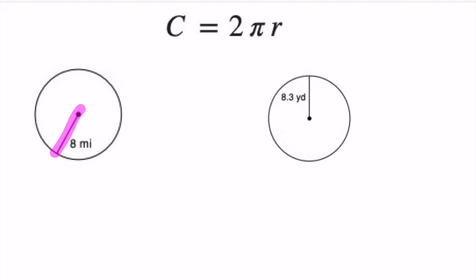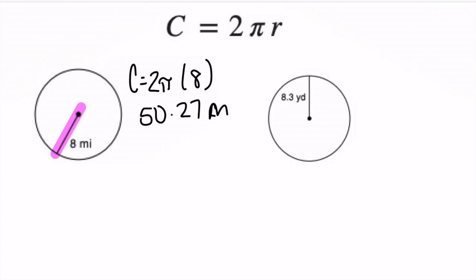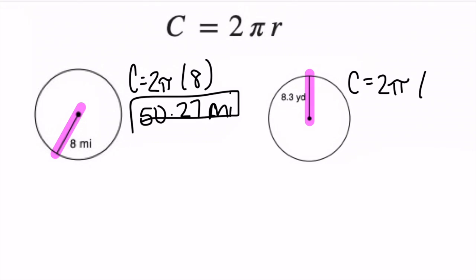Problems here, this is our radius. So we have circumference equals 2 pi times 8. Same thing we were doing before, just plugging it into our calculator. The challenge with these questions is just knowing how to identify the radius and knowing which formula to use. Again, these formulas will be on your formula sheet, so you won't have to memorize them. Circumference equals 2 pi times 8.3, which will give us 52.15 yards.